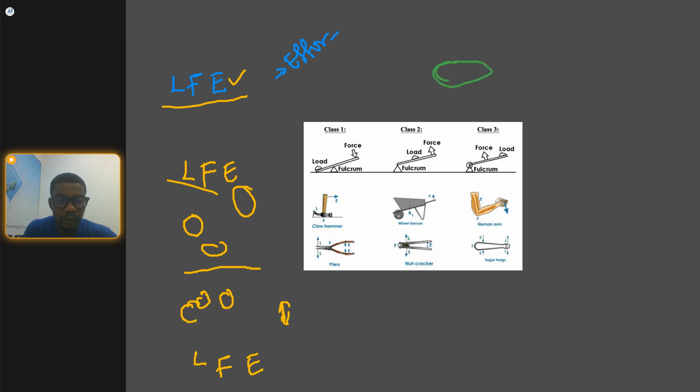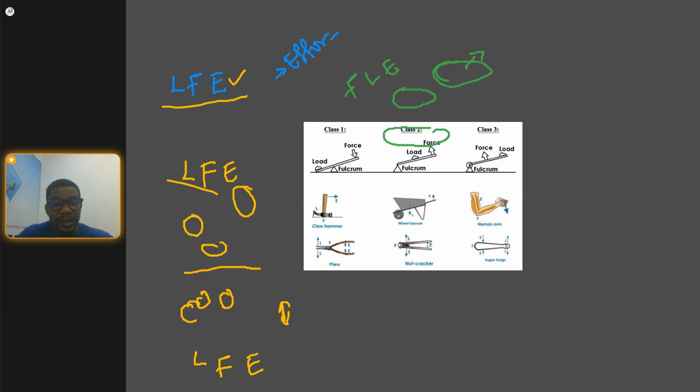We have the load. We have the fulcrum. So the acronym for the second class of lever is fulcrum, load, effort, which implies that the load is in between the fulcrum and the effort. As you can see here, the fulcrum comes first, and the load is in between the fulcrum, which is also the pivot, and the effort. The effort is also the same as the force.